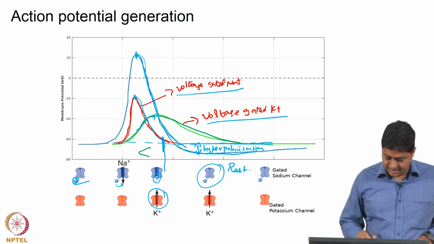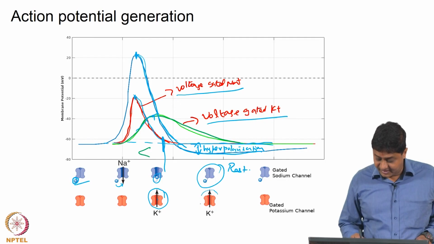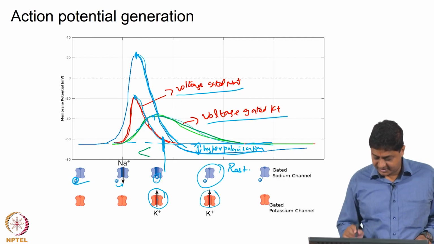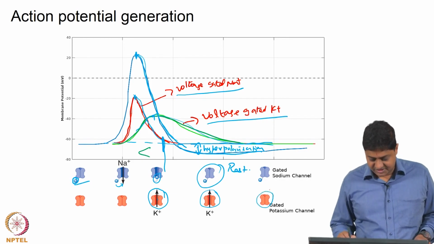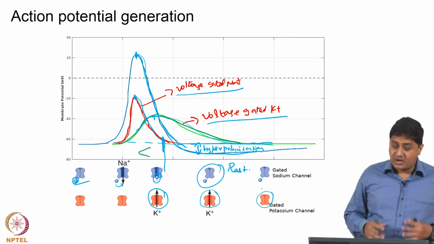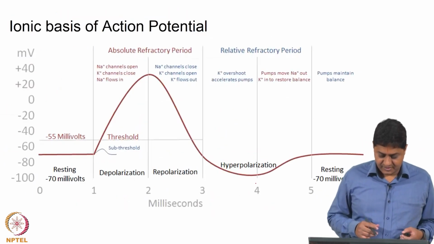So, that is approximately the time when the voltage gated potassium channel opens, and it remains open for a relatively long period of time like that. After some time, it goes back to its rest state. Okay. So, a combination of these factors cause action potential, right.